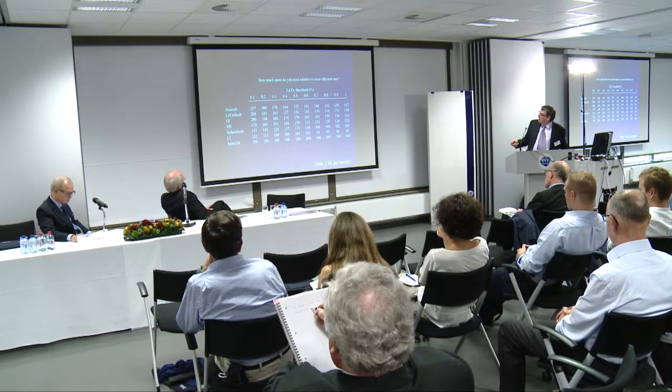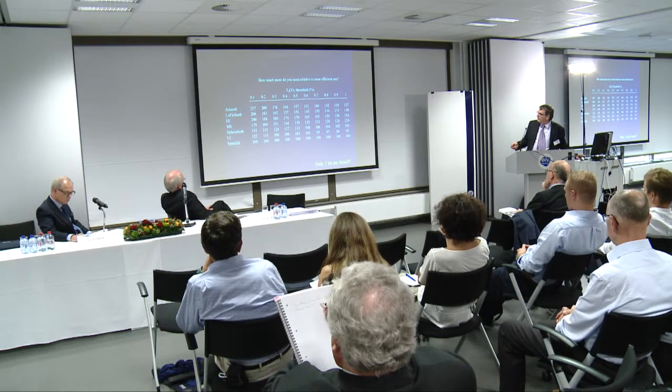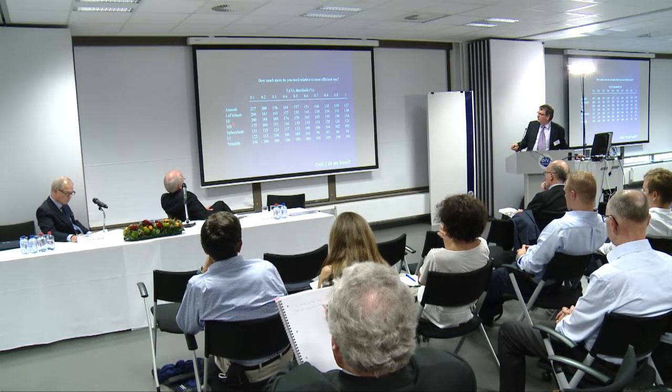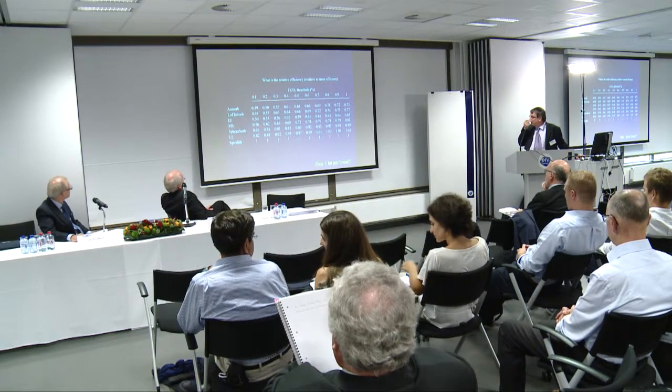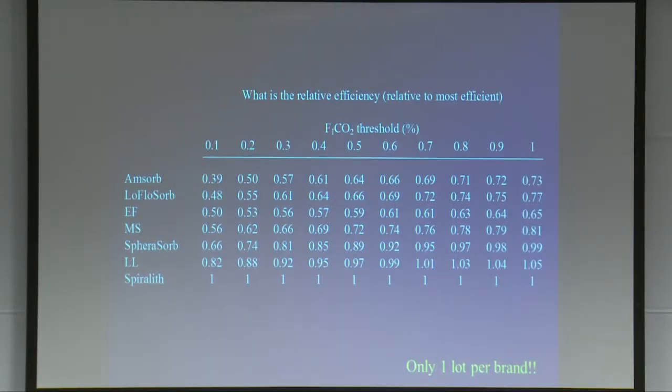So this tells you how much more you need relative to the most efficient one: Amsorb, Lovelsorb, Metasorb EF, Metasorb, Spherosorb, Little Lime, Spiralit, for the different FiCO2 thresholds. Another way to express the results is like this. What is the relative efficiency relative to the most efficient one? And again, you can see these calculations here.